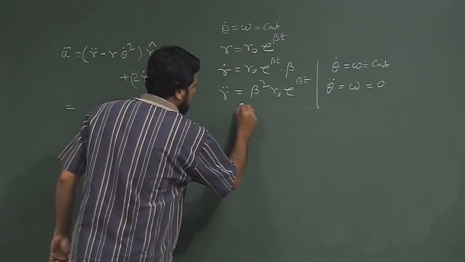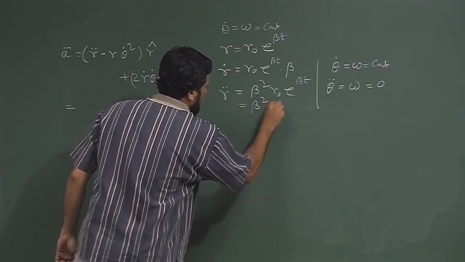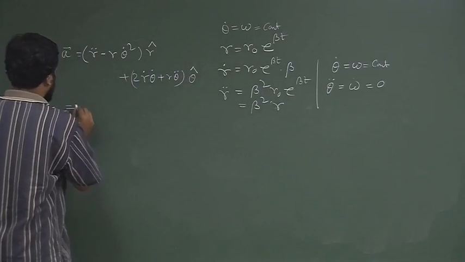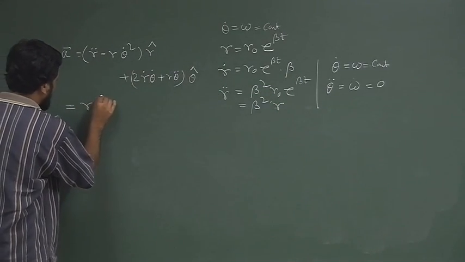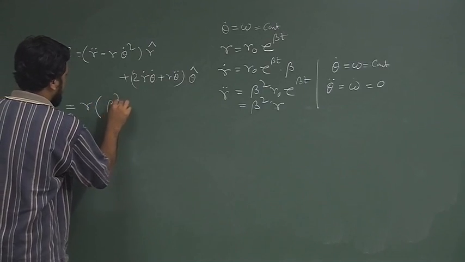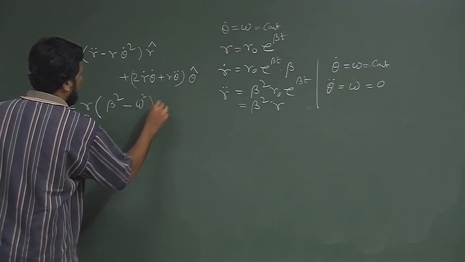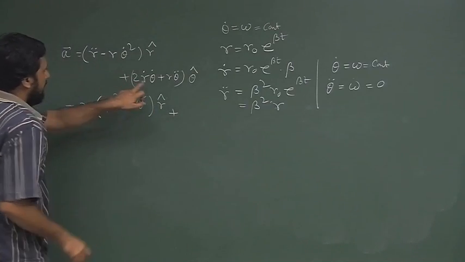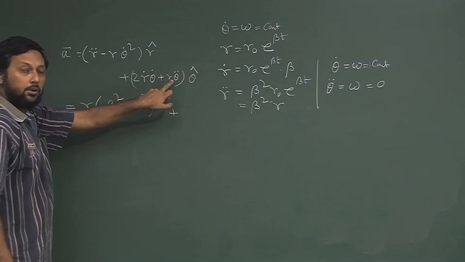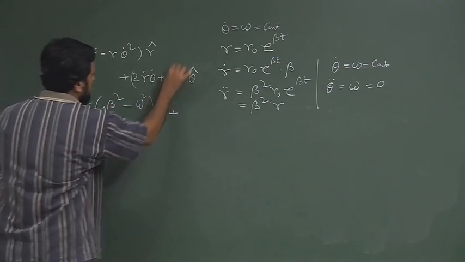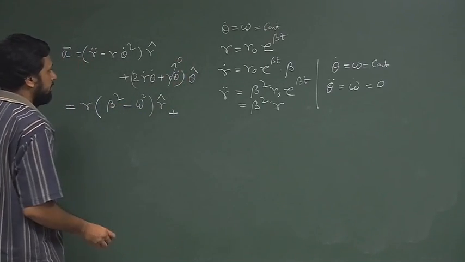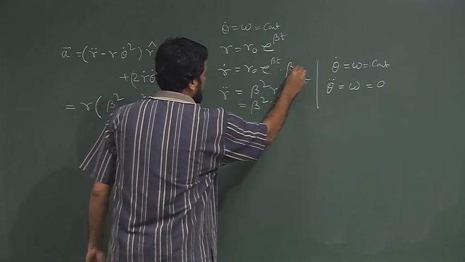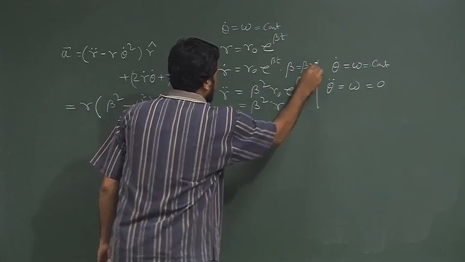so this is essentially beta square r, okay. So, we get r times (beta square minus omega square) r cap plus, now theta double dot is equal to 0. So, this term does not contribute to our final expression. r dot is r 0 e to the power beta t times beta, which is essentially beta times r.